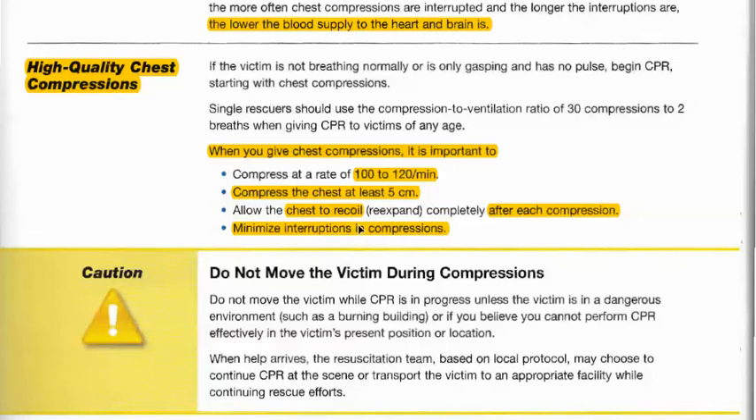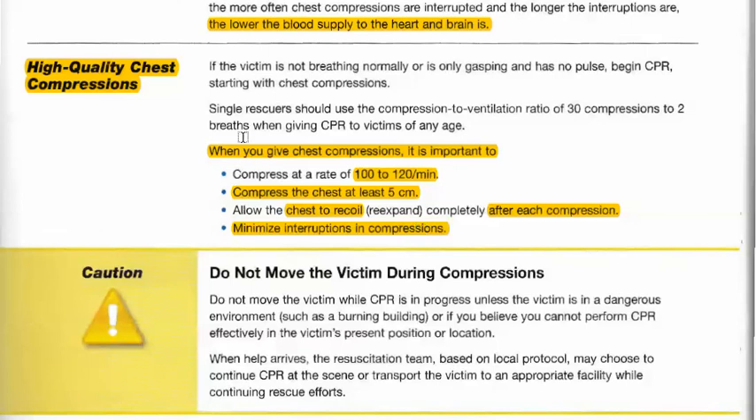Okay, then allow complete chest recoil so that the heart can fill. Okay, so allow the chest to recoil. Minimize interruptions in the compressions. You do not have to exceed 10 seconds. It's very important. High quality CPR, high quality chest compressions: it's a question also on the BLS exam.